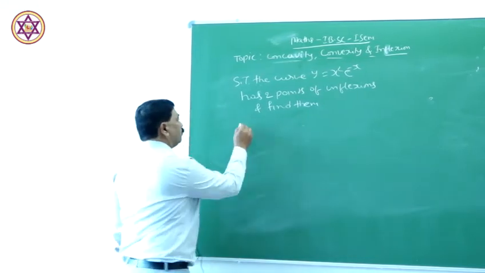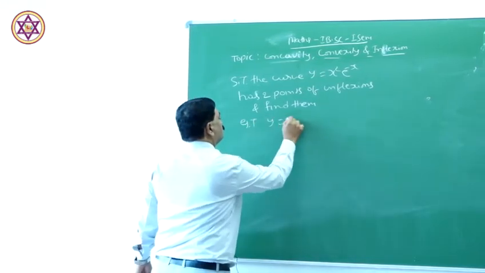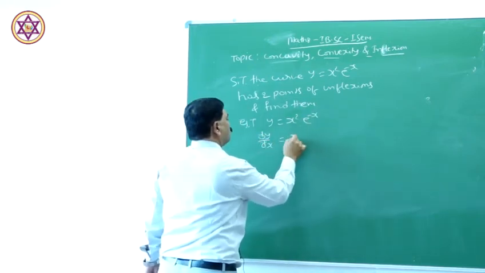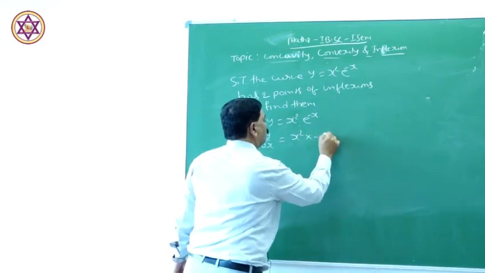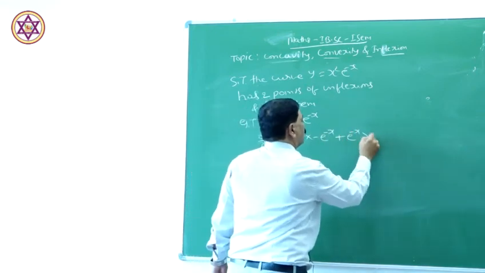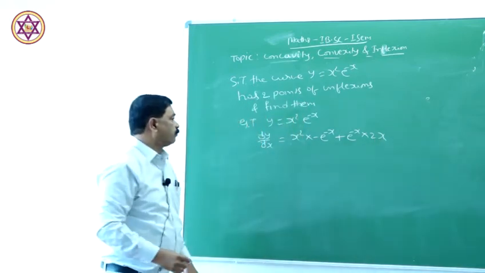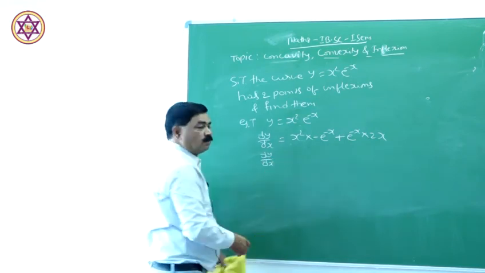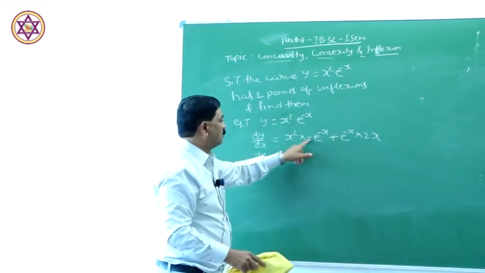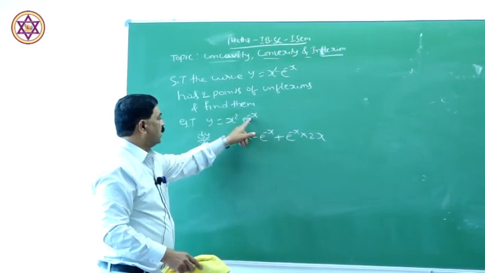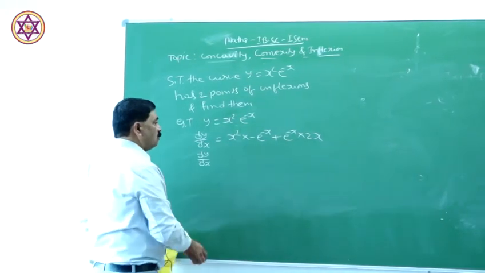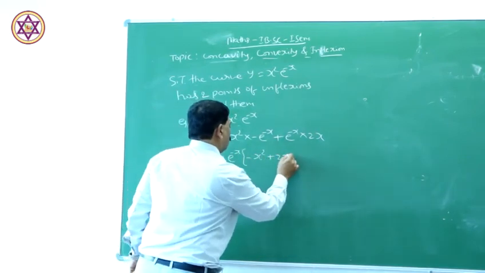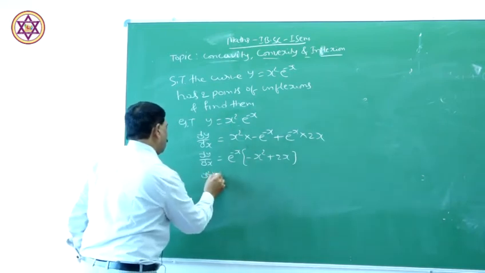Show that the curve y is equal to x squared e power minus x has 2 points of inflection and find them. Given that y is equal to x squared e power minus x, dy by dx: first function into derivative of second, plus second into derivative of first. Next dy by dx is equal to, using product rule, x squared into e power minus x derivative, minus e power minus x, plus second into derivative of first, x squared derivative 2x. Therefore if you take e power minus x common, minus x squared plus 2x.